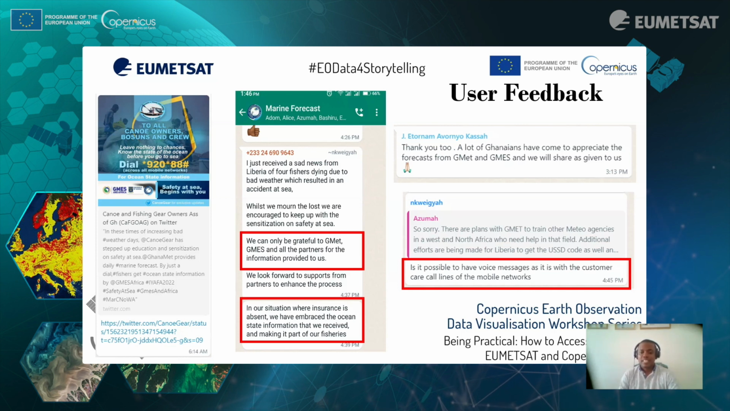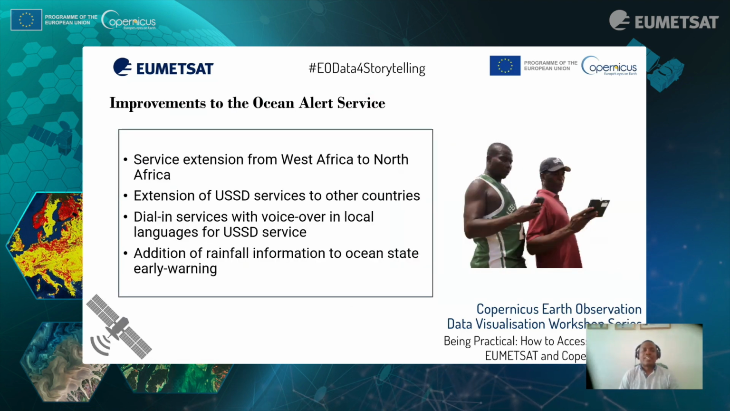We've received numerous calls to include voice messages in local languages. So we are trying as much as possible to improve the service going forward. We are now extending this service to cover North Africa as well, and also extend the USSD service to all the 18 countries and not just Ghana and Nigeria. We started the process of integrating a dial-in service to have a local language service to translate everything that would be in text, and also to include very vital information such as rainfall in the Ocean State Early Warning Service.